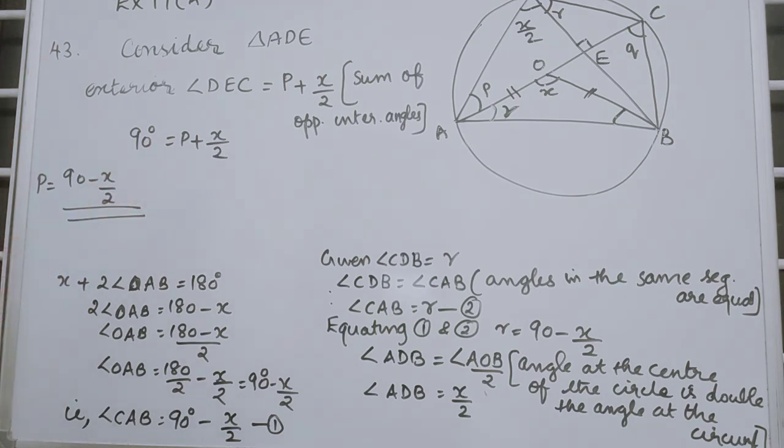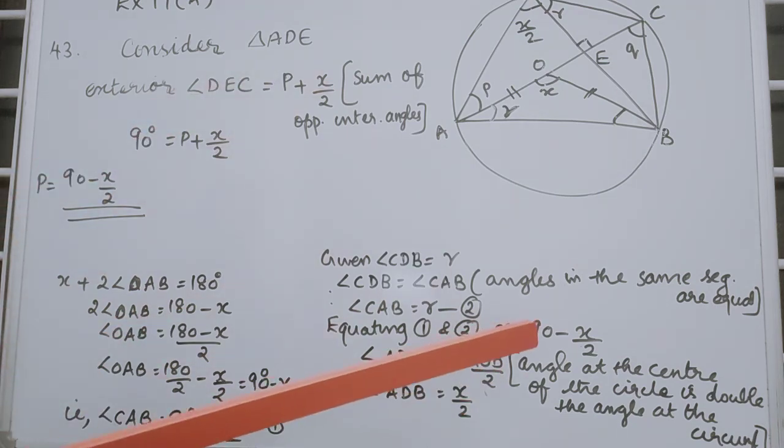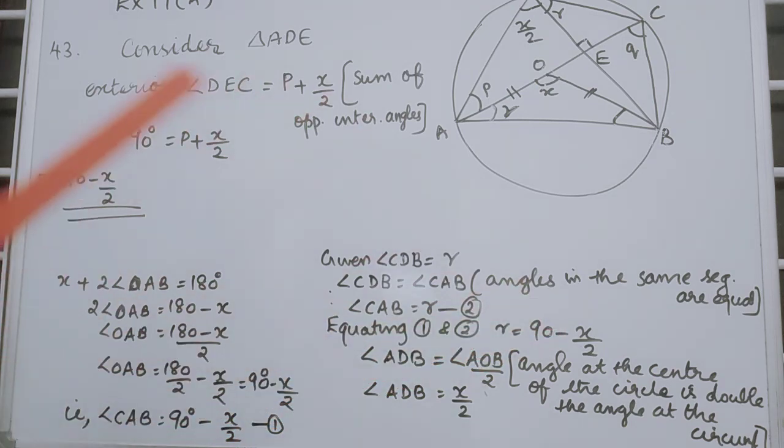First we proved Q as x by 2, and already we proved R is equal to 90 minus x by 2. Our question is to find the values of P, Q and R. So P is equal to 90 minus x by 2. Q we got as x by 2 from the first part itself. Then after doing the second part we got R is equal to 90 minus x by 2.